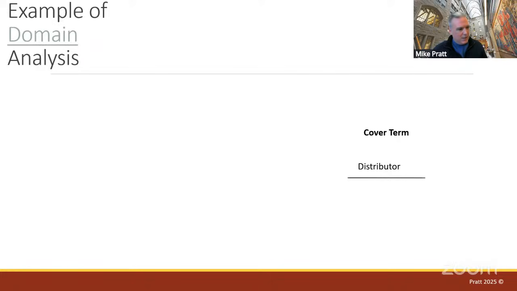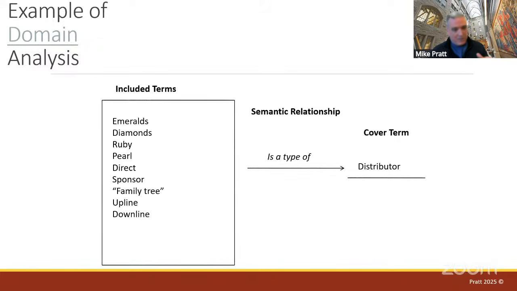But then I thought, well, what is a distributor? And so I decided to look at an inclusive relationship, a semantic relationship of inclusion. What were the different kinds of distributors in my data? Clearly I've had a fair amount of data already, and I'm going through to say, okay, when we talk about distributor, what are they talking about? And these are all terms that people in my interviews refer to as distributors. Emeralds, diamonds, rubies, pearls, direct, sponsor, family tree.